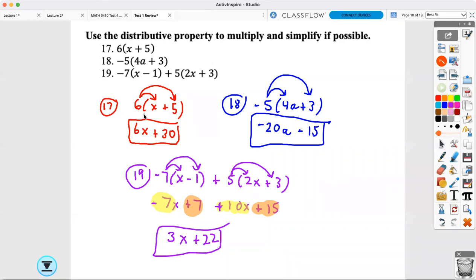I'm sorry, guys. So 7 and 15 are both just numbers, right? There are no letters, so we can combine them. 7 plus 15 is 22. There you go.